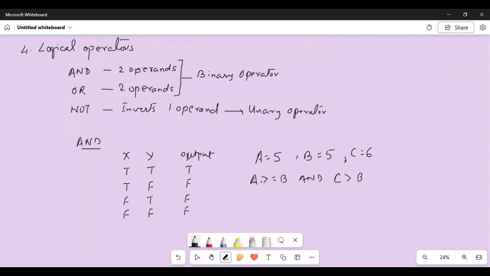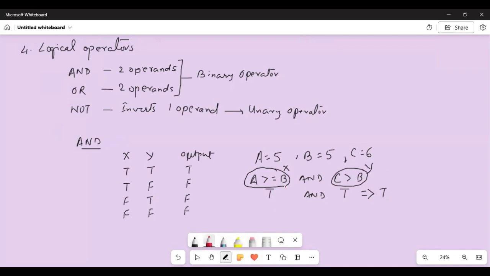So is the value of a greater than or equal to b? A is 5, b is 5. So this condition is true. All right, then we have this AND. Then c greater than b. C is 6, b is 5. So this condition is also true. So finally, the resultant is going to be true. Okay, so that means if I consider this relational check as my operand x, and this relational operation as my condition y, I have x as true and y as true, and ultimately my output is going to be true.